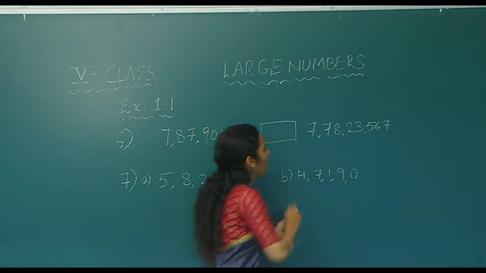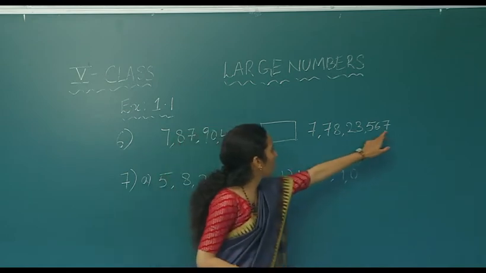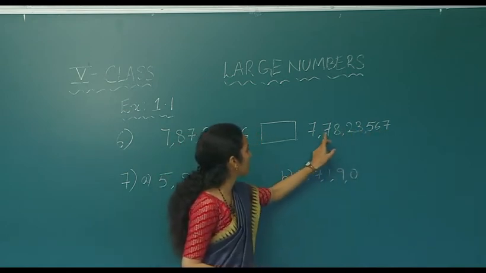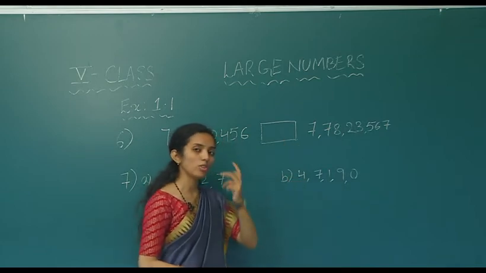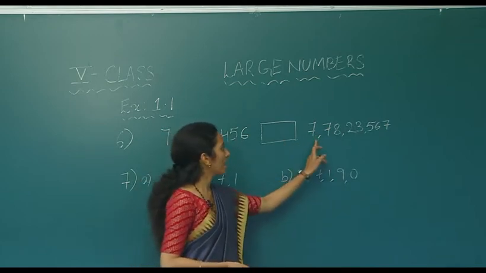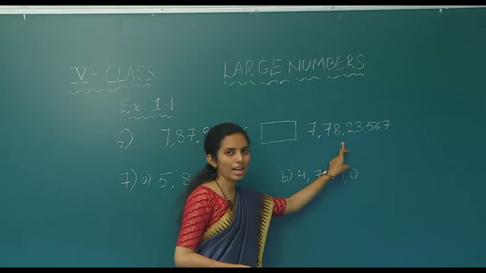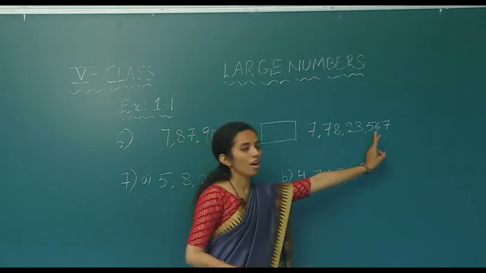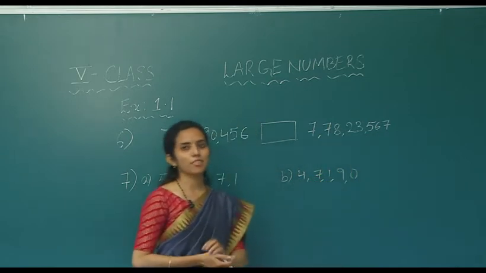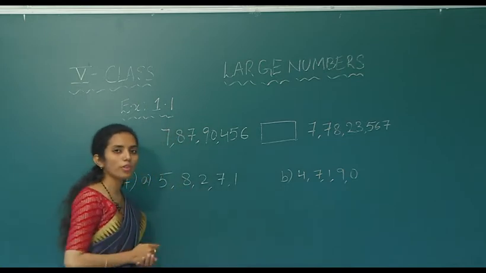The second number is the same. This is also an 8 digit number. 1, 2, 3, 4, 5, 6, 7, 8. It also starts with crores. It is 7 crores 78 lakhs 23,565 is the number. So, how do we compare?